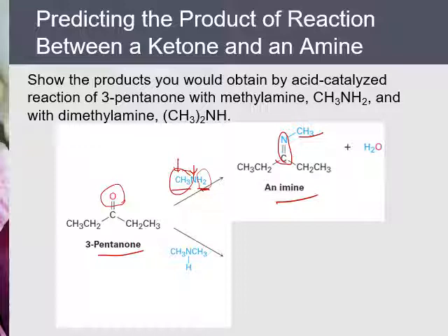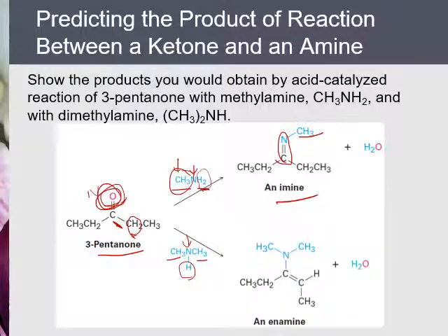Okay, next one, this is a secondary amine. Nitrogen connects to 2 carbons with 1 hydrogen. So again, for secondary amine, nitrogen will replace oxygen, but in this case, a hydrogen 2 atoms away from nitrogen will be deprotonated. This forms a double bond here, and this is a nitrogen. So the product is a CC double bond with a nitrogen connected to the carbon, and the 2 methyl groups come from this secondary amine, and this is an enamine.